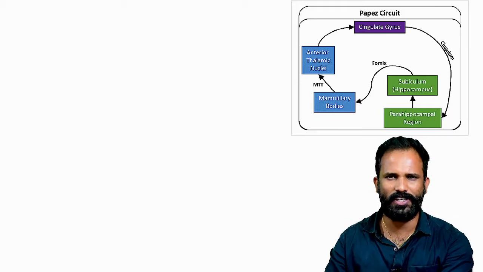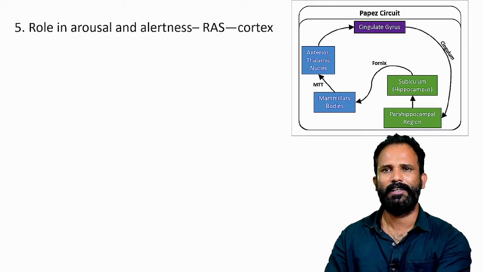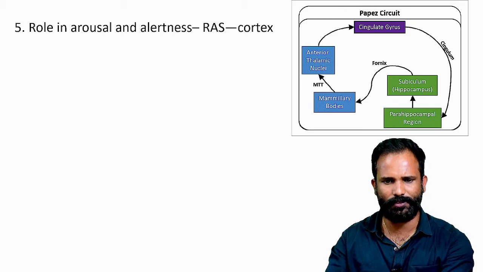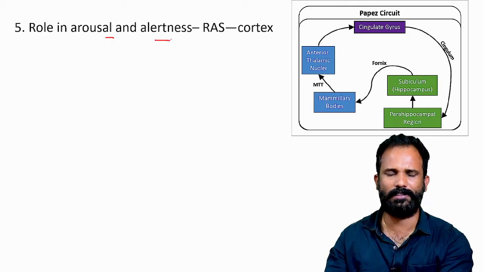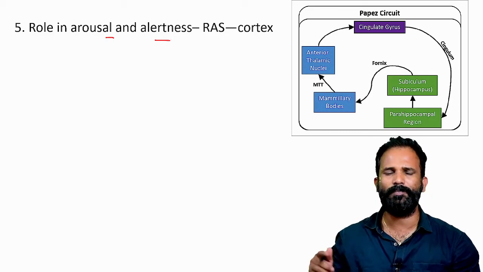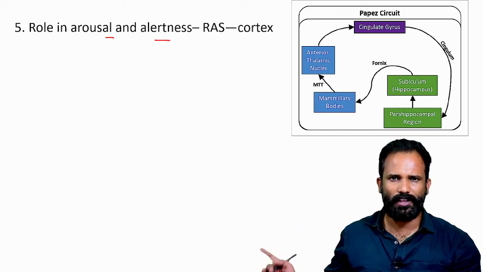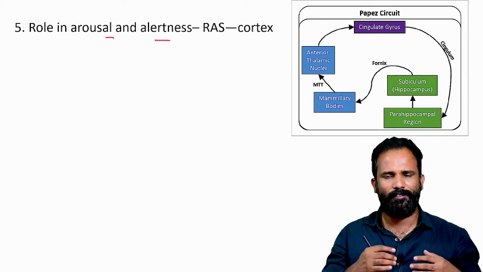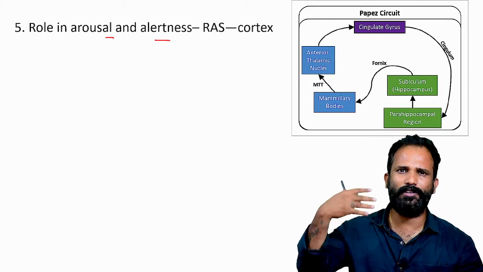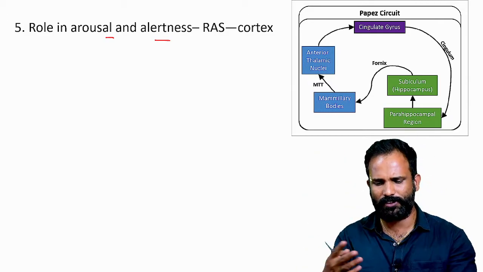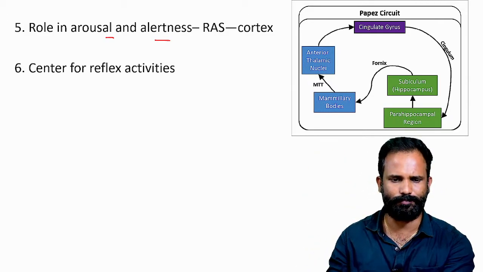And as we mentioned, as it is concerned with memory, we'll talk about the Papez circuit again. And it is also having a role in arousal and alertness, as it is having connections with the reticular formation. So the reticular activating system will transmit to the midline nuclei, and this midline nuclei will transmit to the cortex. This causes the arousal mechanism.